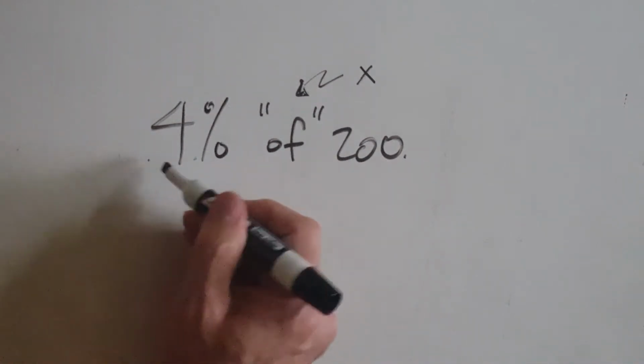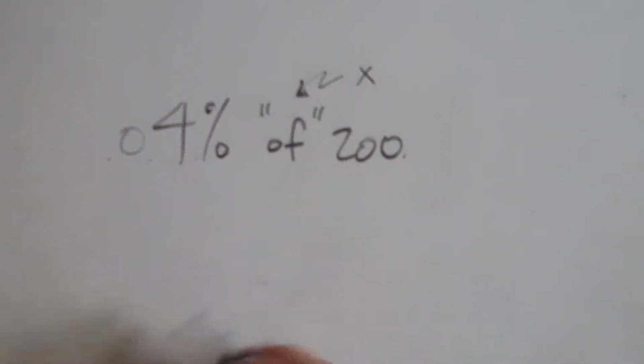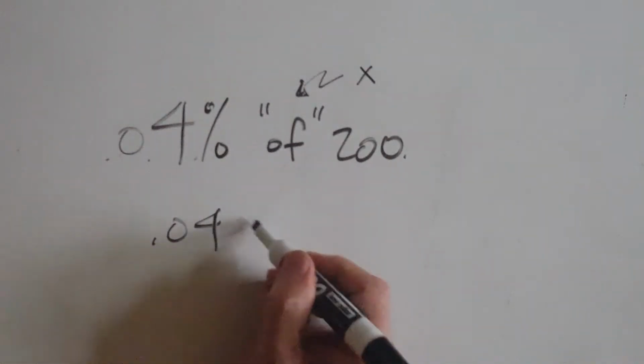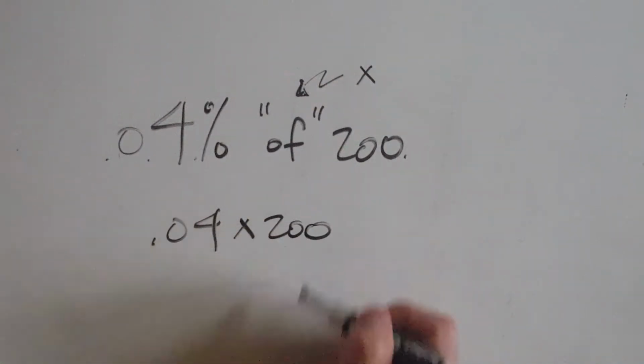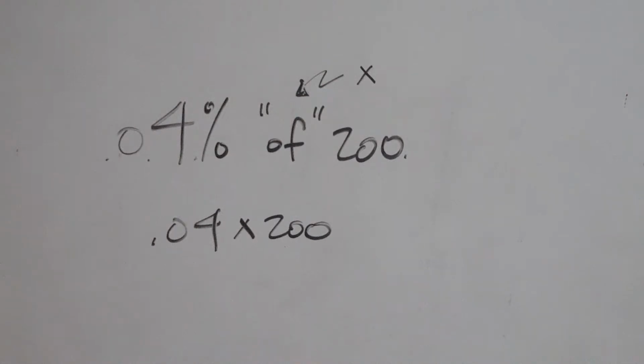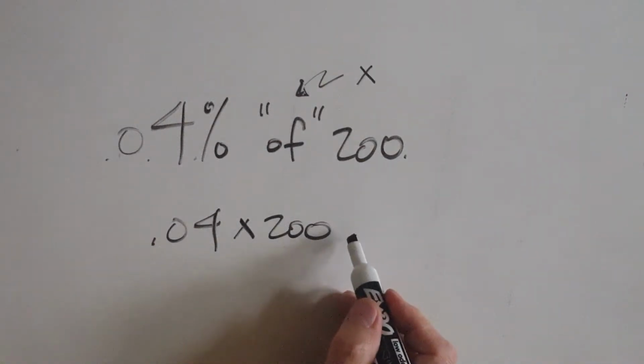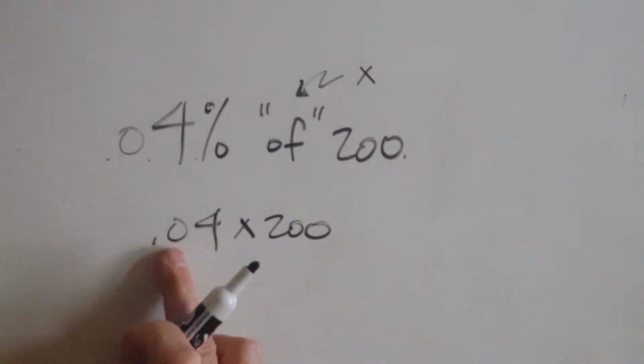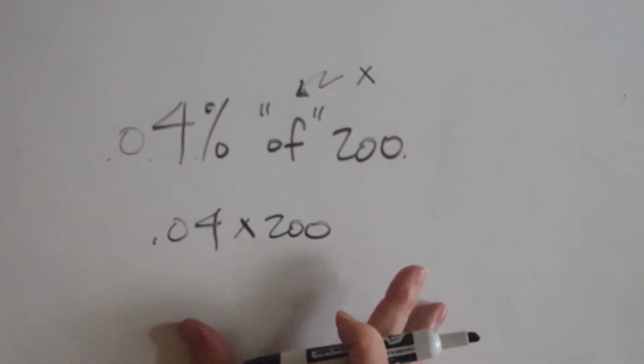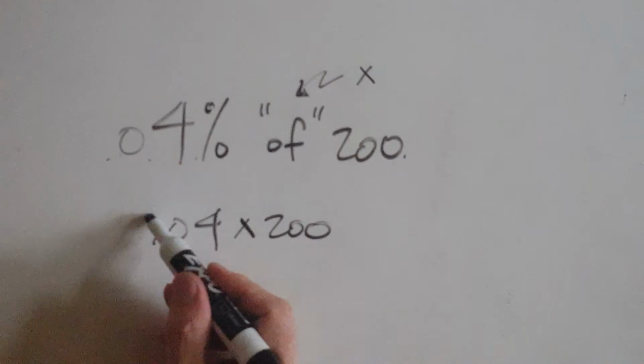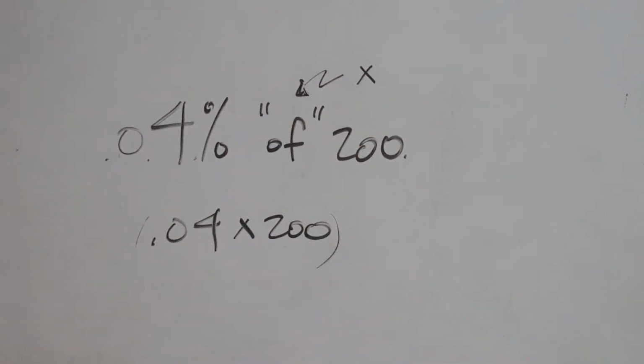Okay, so we move it, 0.4, 0.04, right? So 0.04 times 200, okay? And the way that we do that is we just multiply, and then we make sure we have the same number of decimal places, or the same number of digits to the right of the decimal place in our answer as we had in our problem, okay?